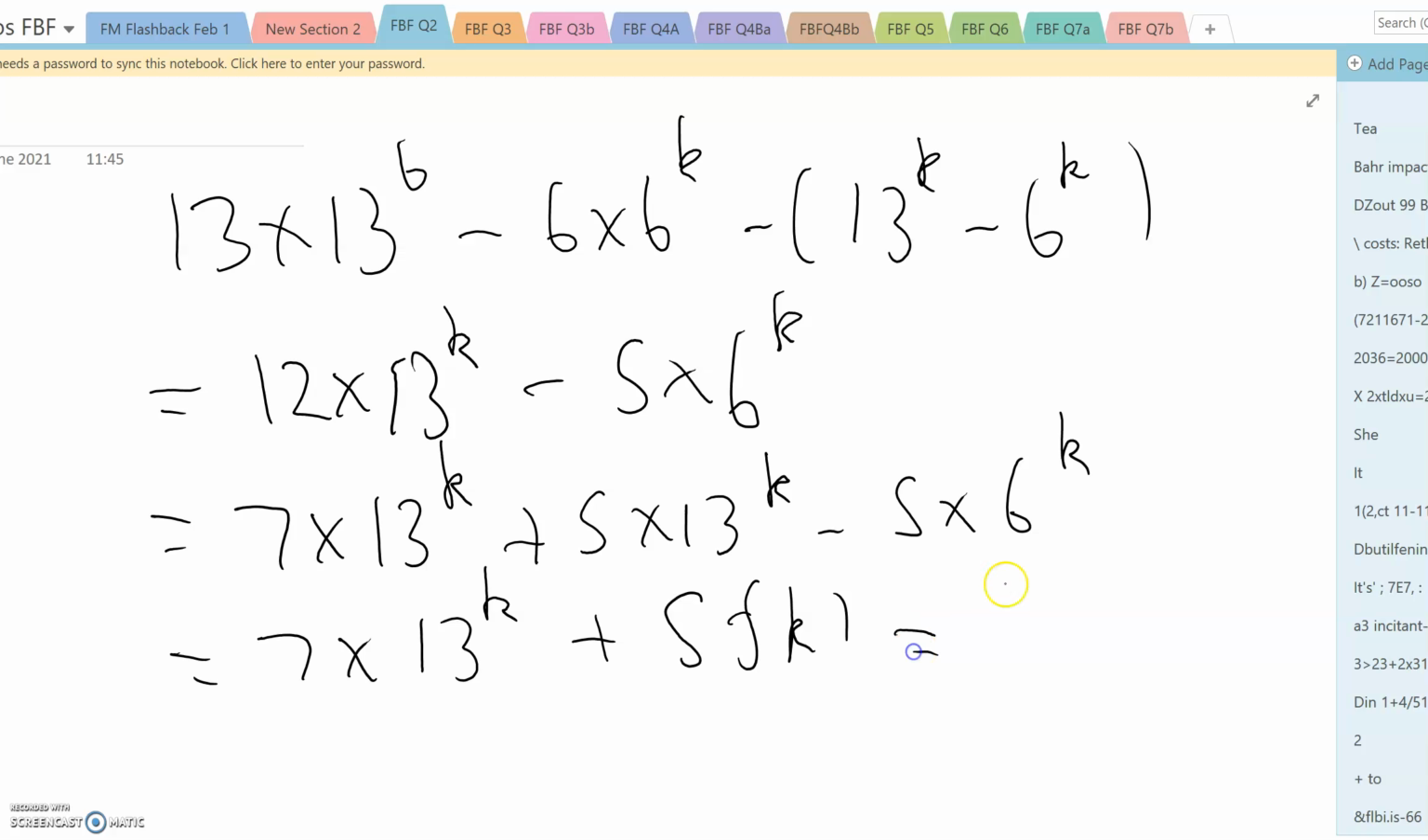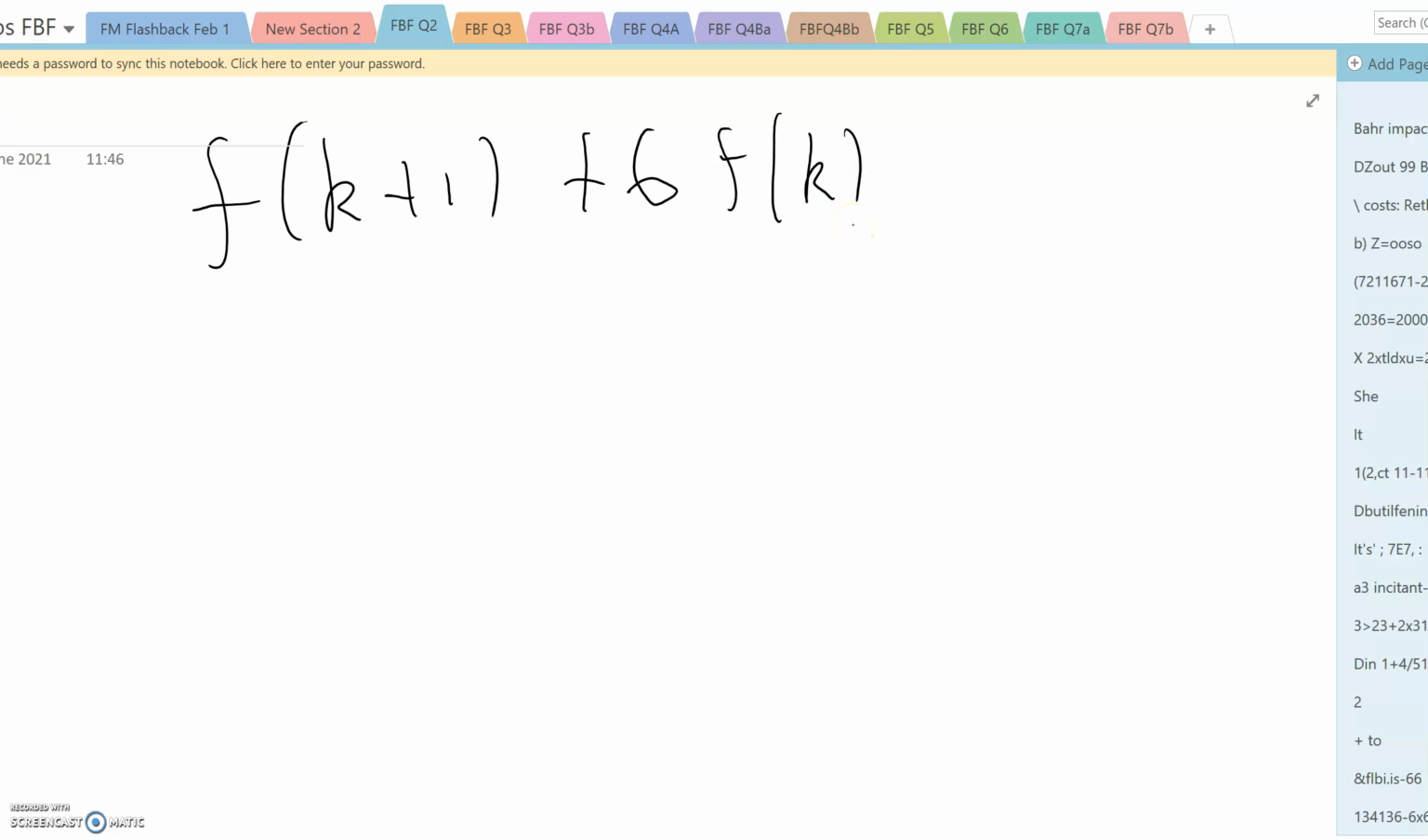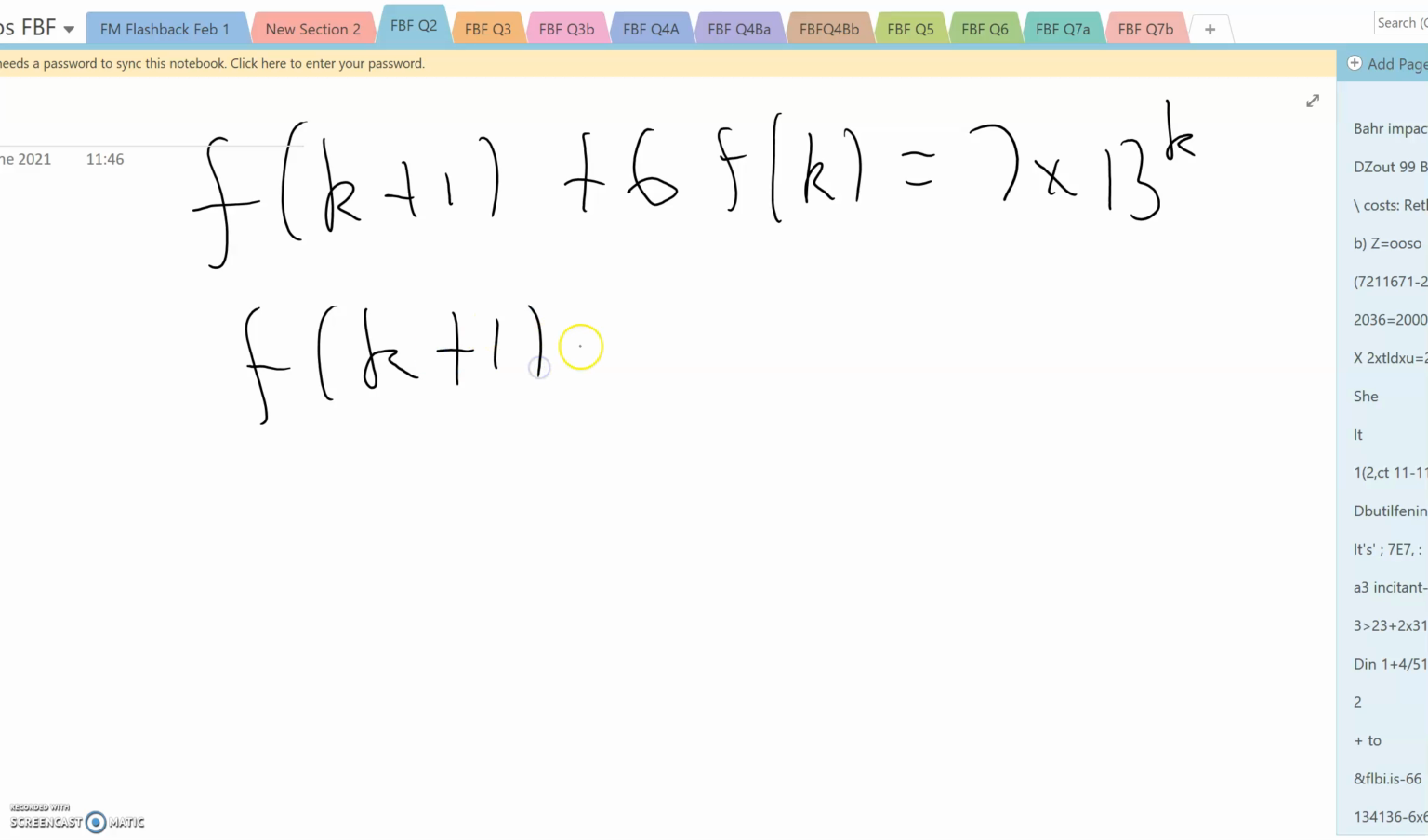But if f of k plus 1 minus f of k is equal to that, then it follows that f of k plus 1 plus 6 f of k is equal to 7 times 13 to the k, and we want to know what f of k plus 1 is, so it's 7 times 13 to the k minus 6 f of k.